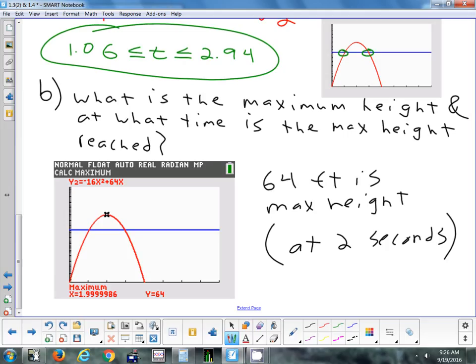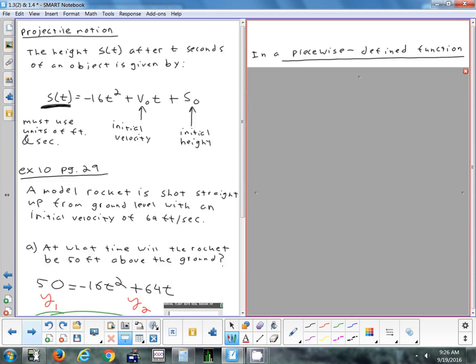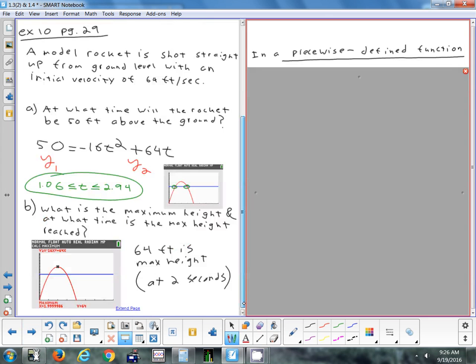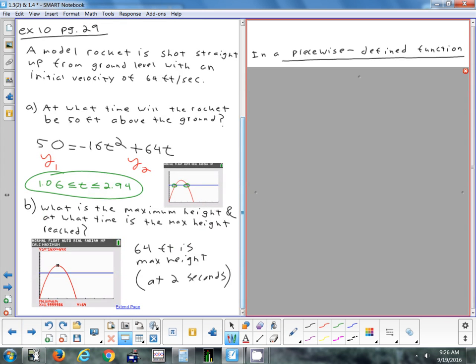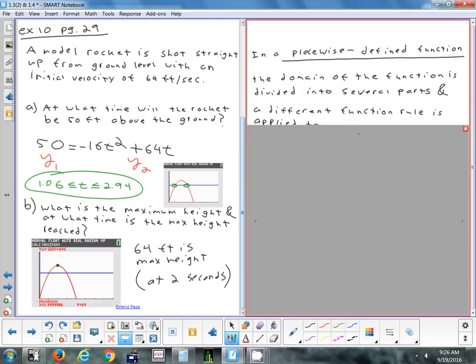Okay, any questions on that? All right, so the last thing we're going to look at in this section, and then we'll do a quick review of slope and that kind of stuff, is what's called a piecewise function. Okay, and basically what a piecewise function is, it's graphing two functions at the same time. Okay, a little differently than what we did before, and I'll show you.